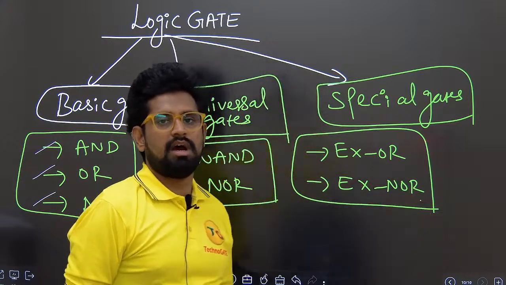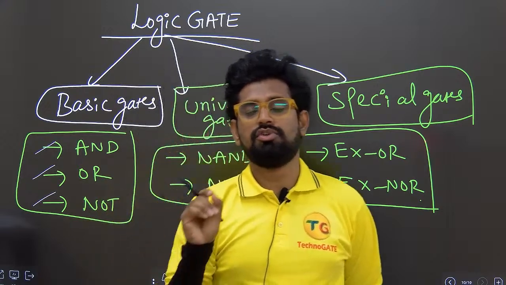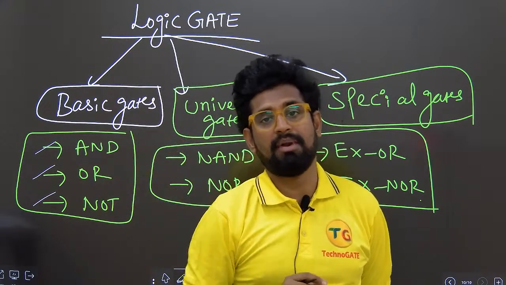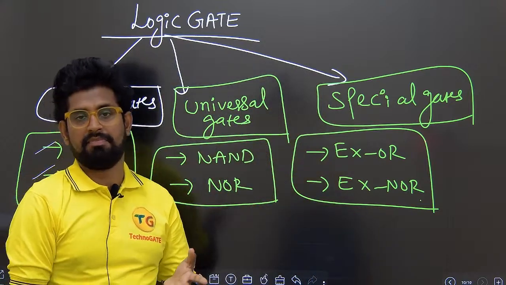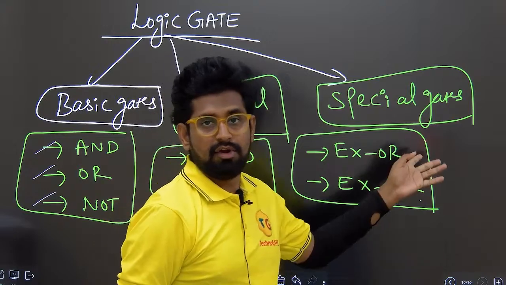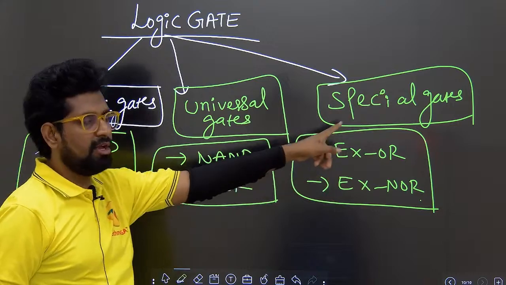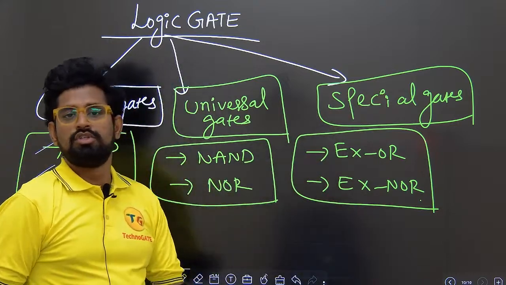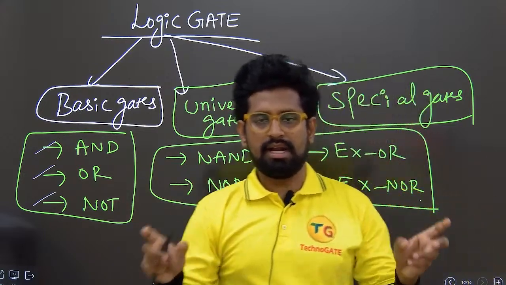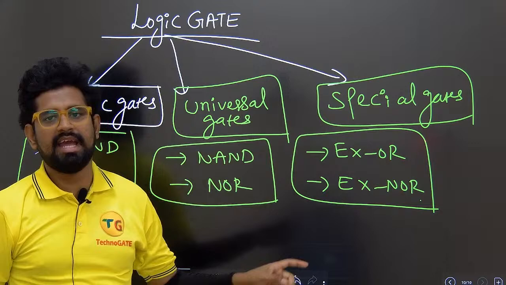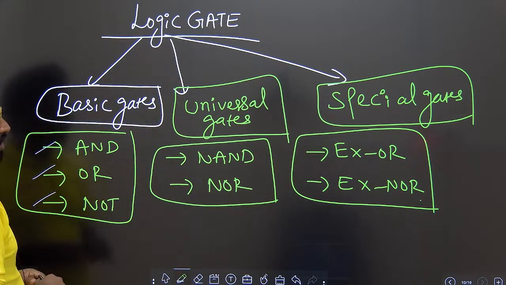Then why are XOR and XNOR called special gates? Because exclusive OR and exclusive NOR gates are used in some special operations, like half adder sum, full adder sum, magnitude comparator. XNOR we are going to use in the comparator, and XOR will be used in half adder sum and full adder sum. In such cases, we have some special operations in which we use these gates. Hence these gates are called special gates.